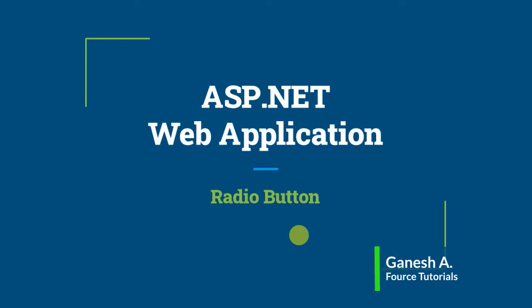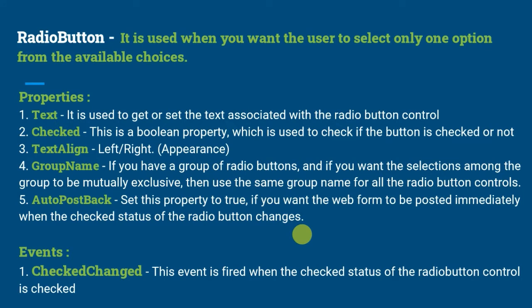The topic that we'll be looking at today is radio buttons. Now, what is a radio button and why is it used? A radio button is used when you want the user to select only one option from the available choices. That is nothing but mutually exclusive, where you can choose only one. Generally, the best example that I can give you is gender, where you can choose only one among the options.